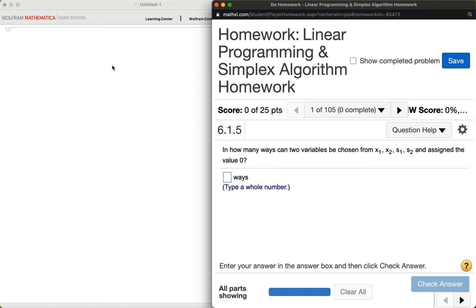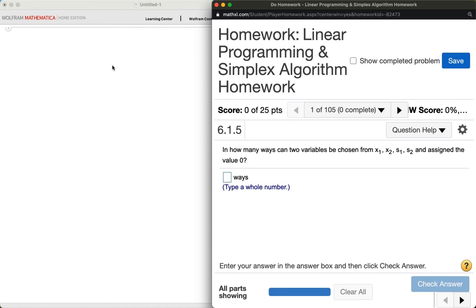One second. There's some dirt on my computer. I'm just cleaning my computer screen over here.